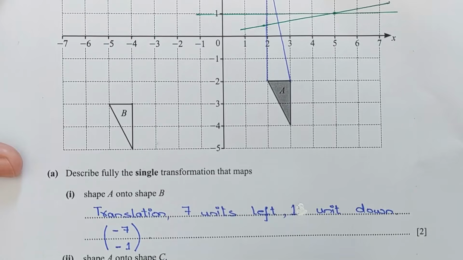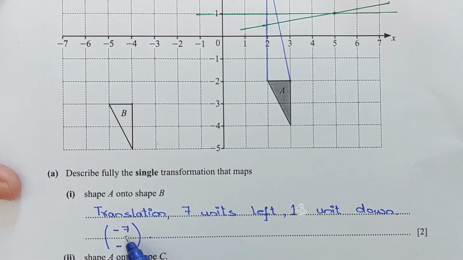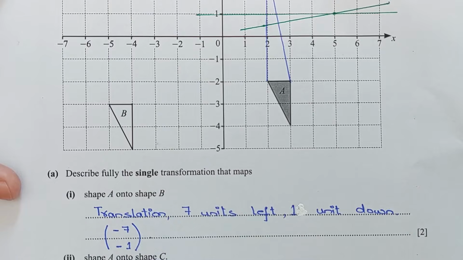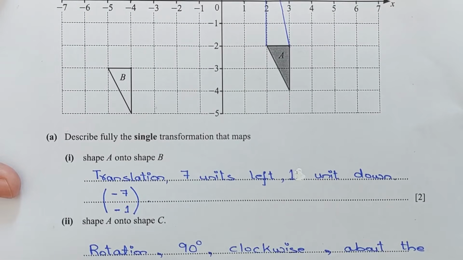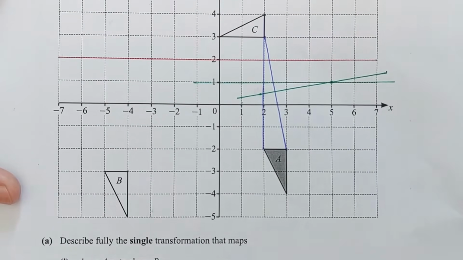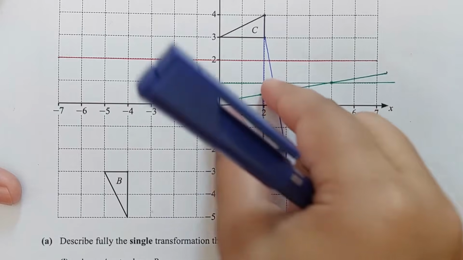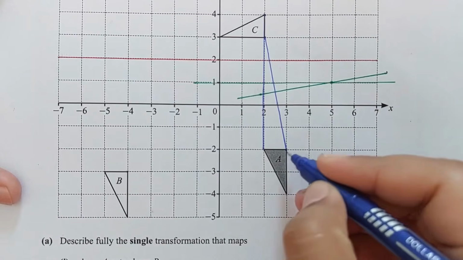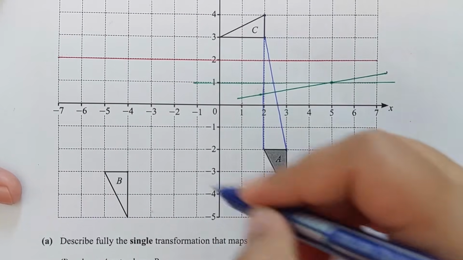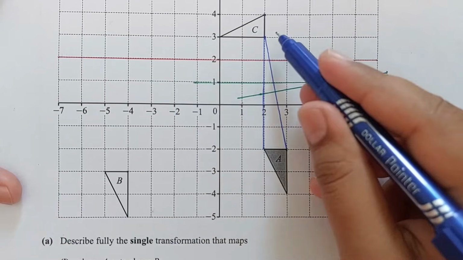In order to write it in vector form, the horizontal translation is -7 because it is towards the left, and the vertical translation is -1 because it is down. Now for the second part, shape A onto shape C. So look at shape A and shape C. You can see it is a rotation, and the rotation is 90 degrees, and the orientation is clockwise.